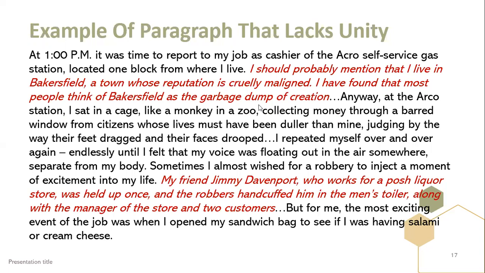So let's look at this example of a paragraph that lacks unity. The sentences in italics destroy the unity of the paragraph. So let's read. At 1 p.m., it was time to report to my job as a cashier of the Arco self-service gas station, located 1 block from where I live. I should probably mention that I live in Bakersfield, a town whose reputation is cruelly maligned. Yeah. I have found that most people think of Bakersfield as a garbage dump of creation.